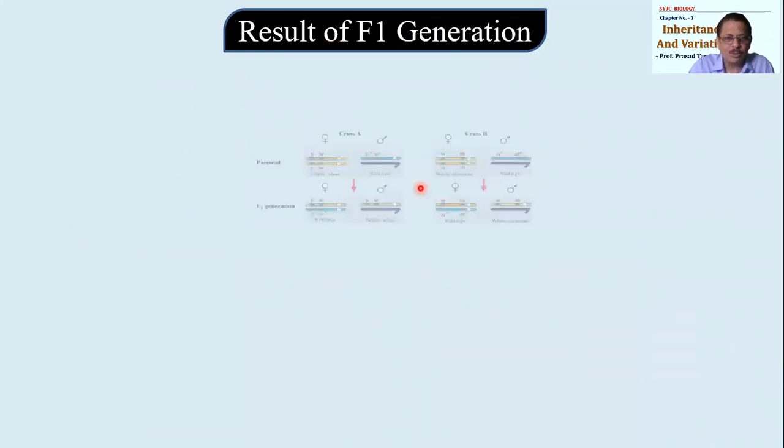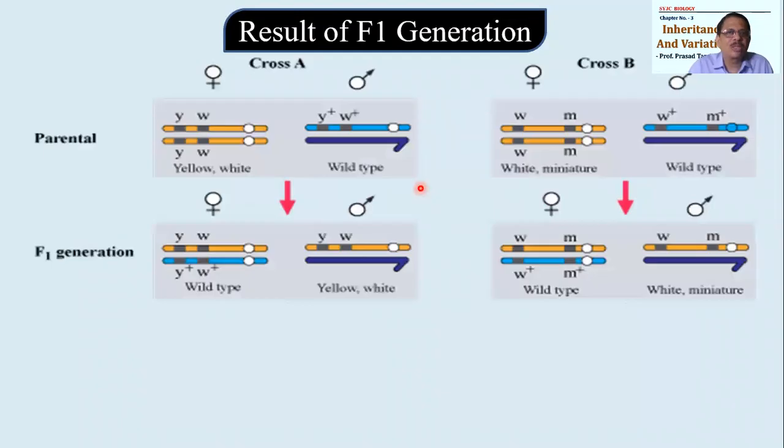क्या रिजल्ट मिला? तो कैसे किया उन्होंने एक्सपेरिमेंट? लेट अस टेक इनटू कंसिडरेशन. Cross A, parents are like this that we have showed, then they will be having F1 generation like this. Now what will happen? इनके गैमेट्स कैसे बनेंगे? Y and W, here will be Y plus W plus. यहाँ पे गैमेट्स कैसे बनेंगे? W and M, here it will be Y plus M plus.